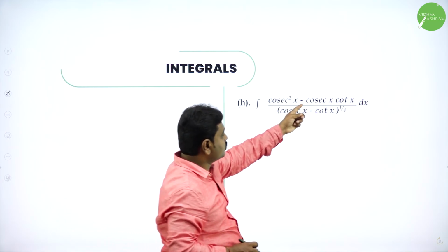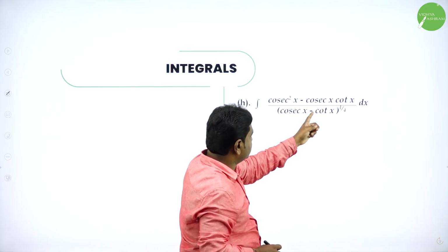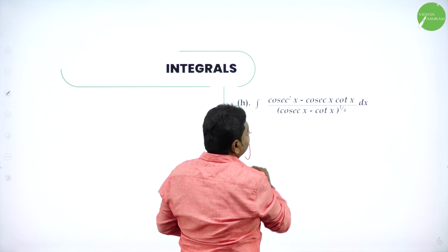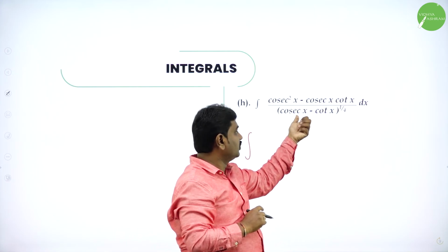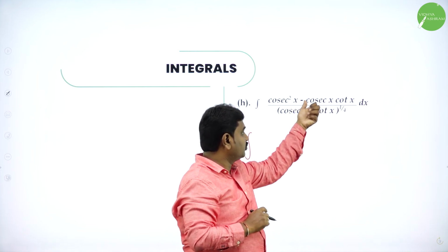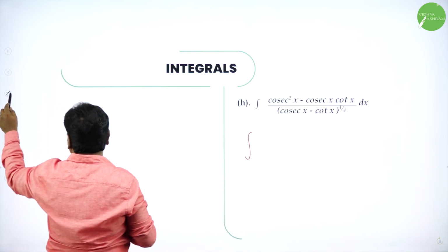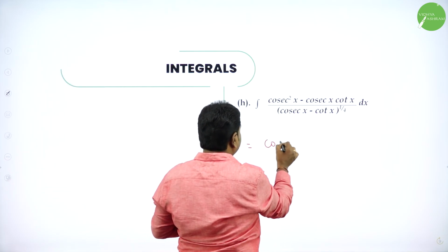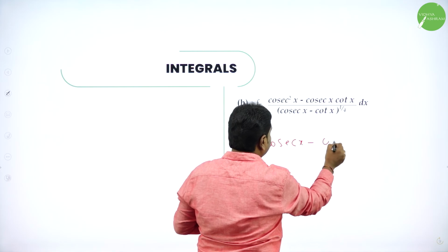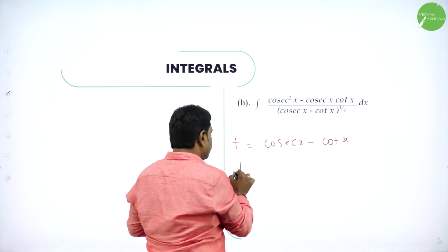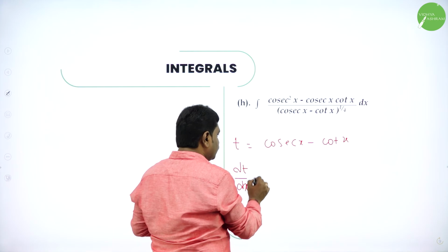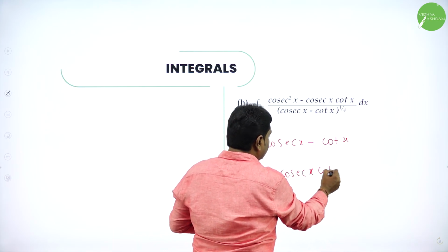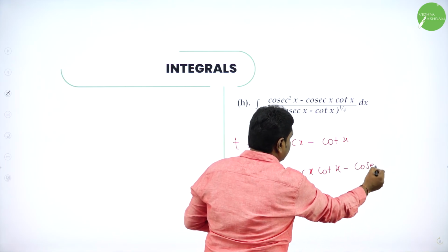Similarly, here you can see cosecant square x minus cosecant x into cot x, divided by cosecant x minus cot x. So simple, in the numerator you can take cosecant x common. Differentiation of cosecant x is minus cosecant into cot, derivative of cot x is minus cosecant square x. So directly put t is equal to cosecant x minus cot x. Differentiate it. dt by dx gives you minus cosecant x into cot x, and derivative of cot x is minus cosecant square x.